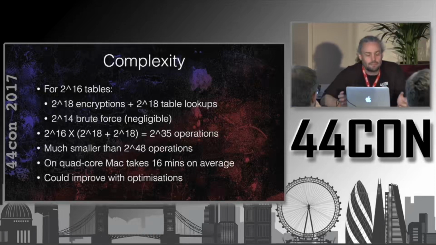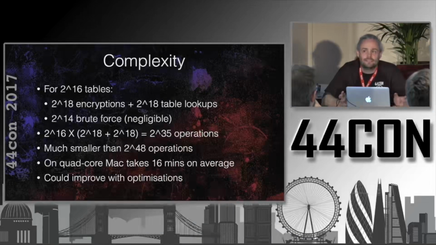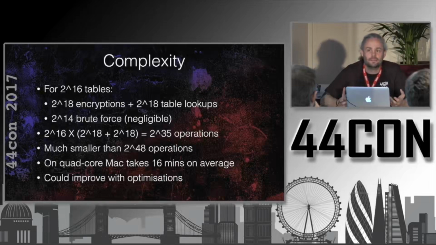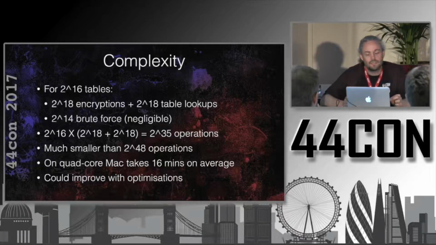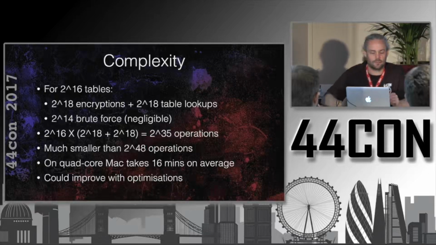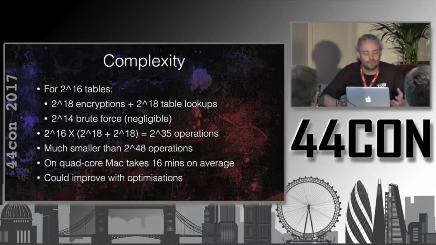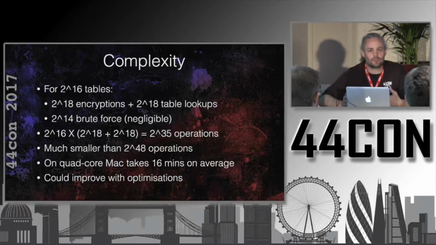So in terms of complexity, we have 2 to the 16 tables, because there's 16 bits in the lower part of the key. We're going to do 2 to the 18 encryptions to build the table for each of these, and 2 to the 18 lookups to find matches, and then for the ones that survive, 2 to the 14 brute force, which only happens every now and again. It's negligible, doesn't really impact, which becomes 2 to the 35 operations in total, which is smaller than 2 to the 48, and therefore is why it wins.